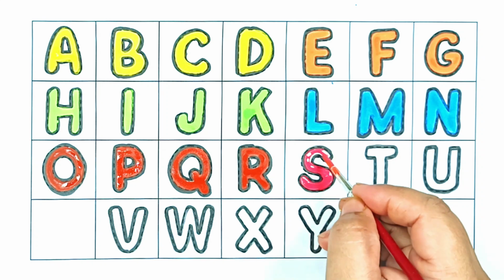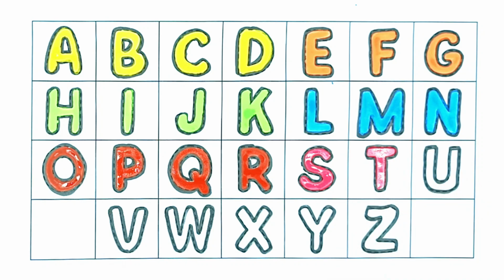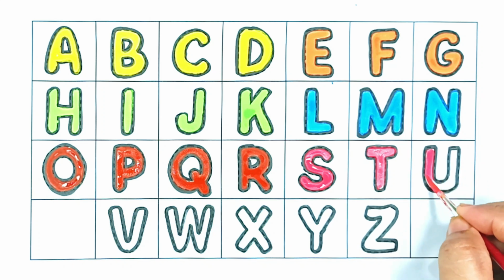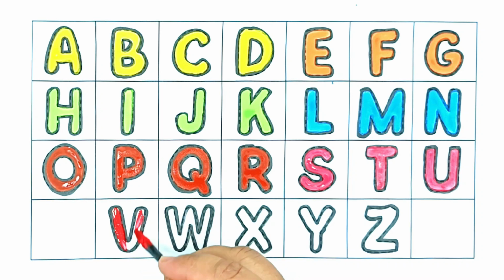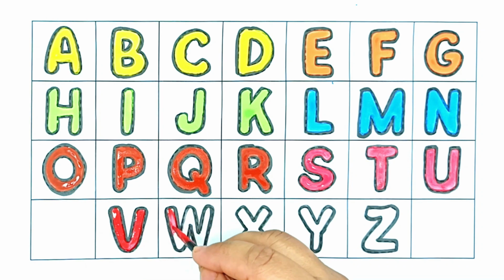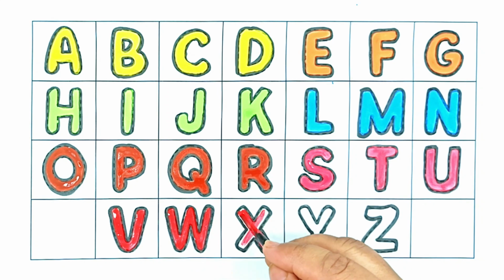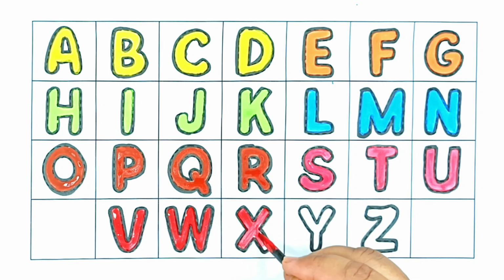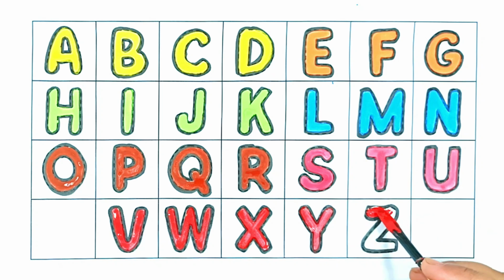S for star, S for star, T for train, T for train, U for umbrella, U for umbrella, V for van, V for van, W for watch, W for watch, X for xylophone, X for xylophone, Y for yacht, Y for yacht, Z for zebra, Z for zebra.